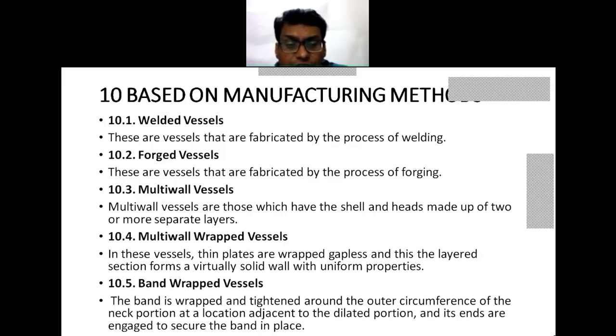Then the band wrap vessel. That means you are wrapping with wires or tapes. So the band is wrapped tight around the outer circumference of the neck portion at the location adjacent to the dilated portion, and its ends are engaged to secure the band in place. It should not move or lose its position, so that the wrapping is a perfect one.